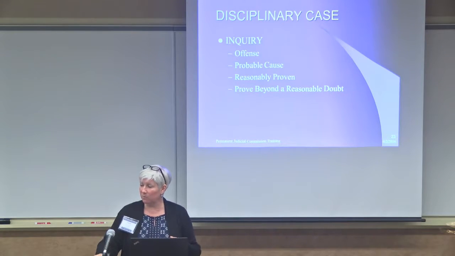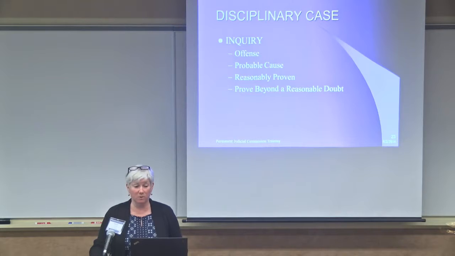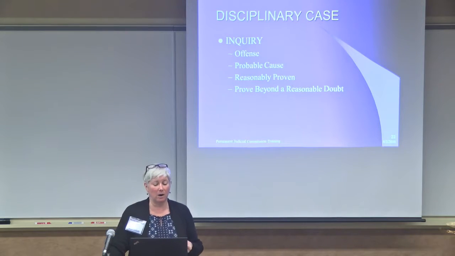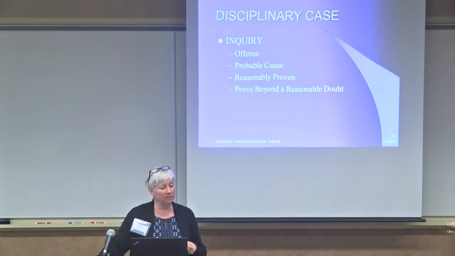Those charges are what begins a disciplinary case in front of you all as permanent judicial commission members. And they have to prove to you, to two-thirds of the members of the PJC, that the person committed the offense beyond a reasonable doubt. That's a really high bar. So they really have to have gathered enough information that they can use that as evidence to prove the person committed the offense to two-thirds of the members of the PJC beyond a reasonable doubt.